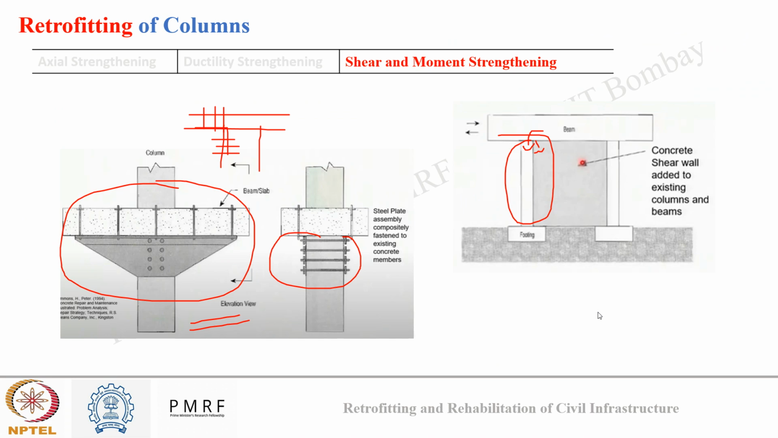Once you identify what the issue is, whether ductility is the issue, or axial strength is the issue, or the capacity near the joints is the issue, the repair techniques are all common. Initially we saw those 4 or 5 techniques. Those are the only 4 or 5 techniques that we are discussing for different members again and again.